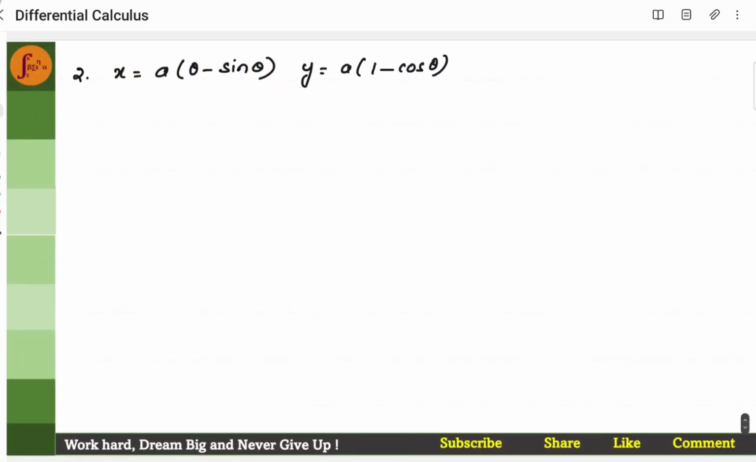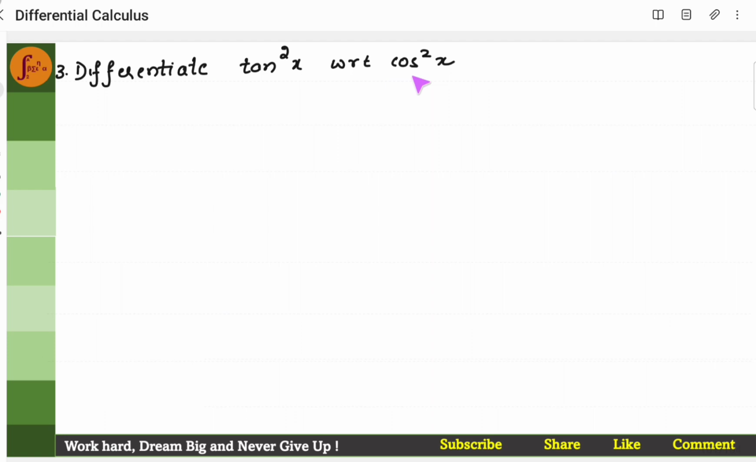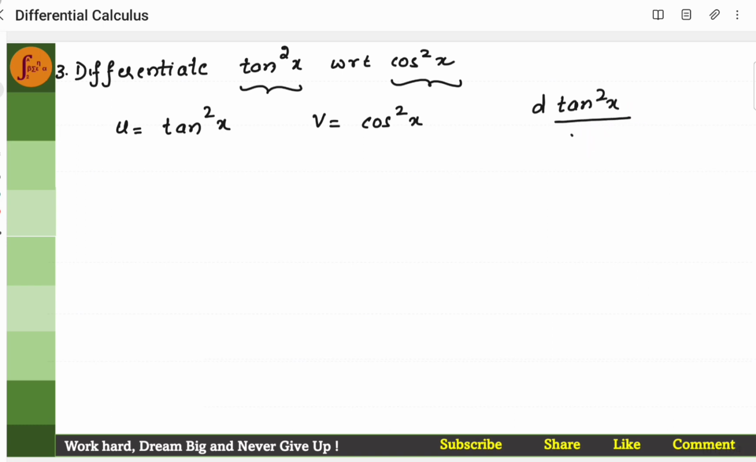Now let's take another problem. Differentiate tan square x with respect to cos square x. So this is one function, this is another function. Let me call it u is equal to tan square x, v is equal to cos square x. I'm just naming these two functions. Now I have to differentiate this with respect to this. That means I have to differentiate tan square x with respect to cos square x, which means I have to find du by dv. I have to differentiate this with respect to this.